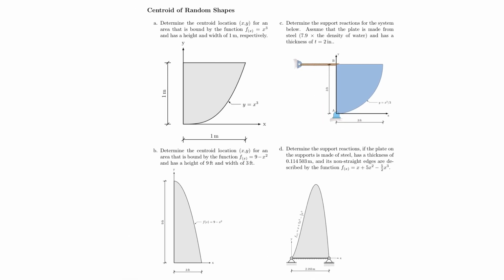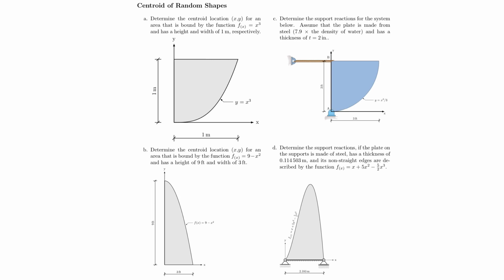So here you have random shapes, centroids, given in terms of function. Notice that each shape here is given with a specific function, and that you now need to find only the centroid here and here. But for these two problems, you are supposed to find the support reactions. Now, this problem here is slightly different from what we had as an example, because remember that when you integrate, you always find the area under the curve, right? So here you find the area under the curve.